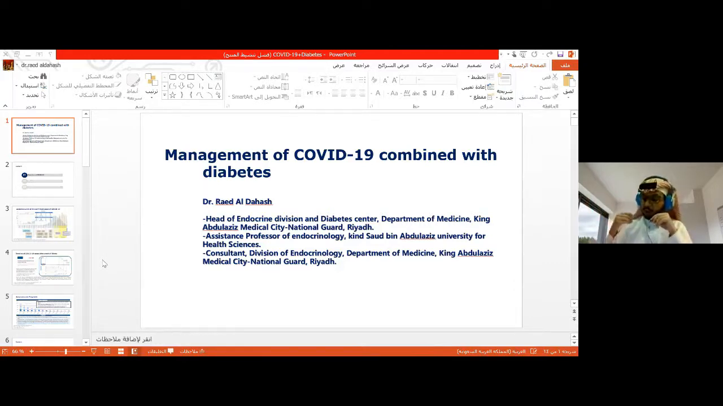They said, should we also discontinue ACE inhibitors or TZDs? The TZDs, we said we don't stop them. There is no data saying we should stop TZDs in coronavirus patients. Regarding ACE inhibitors, there are studies here and there talking about this, but till now there is no recommendation to stop those medications.